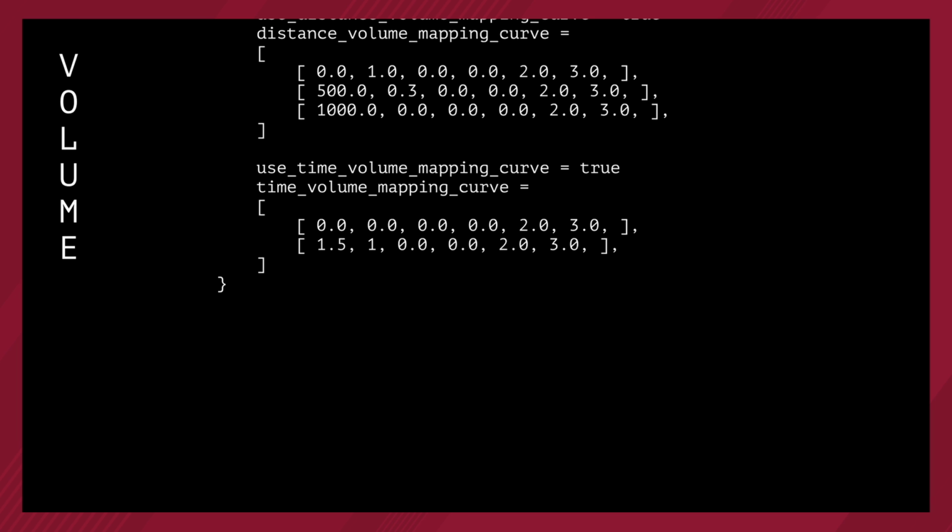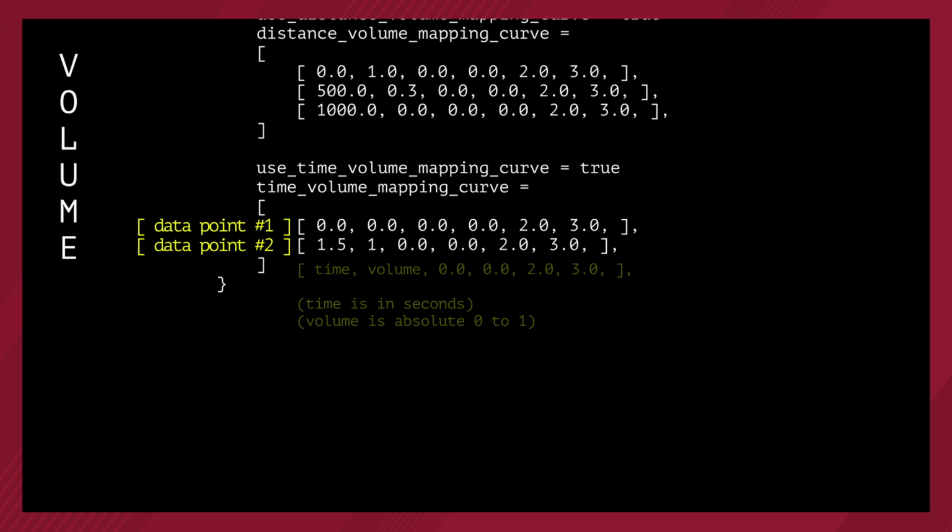So like the other curve, we are plotting data points on a graph, and every data point is in brackets and has 6 values to each data point. The first value is the time in seconds, the next value is the volume, and then we have the usual 0, 0, 2, and 3 for the shape of that line. And the next data point is 1.5 in seconds, and we have a volume of 1. So we have a fade in from 0 to 1 volume across 1.5 seconds.